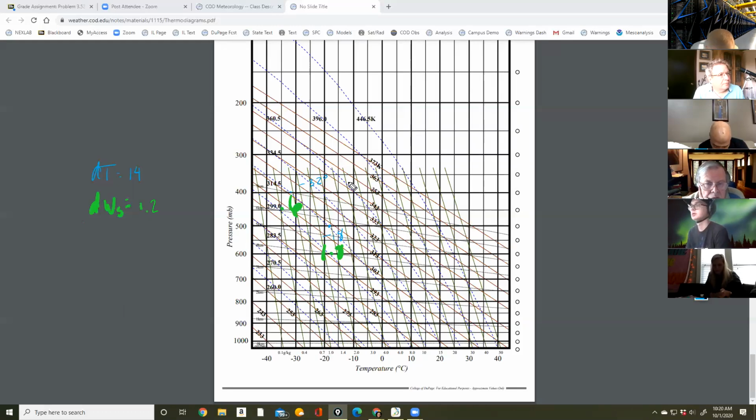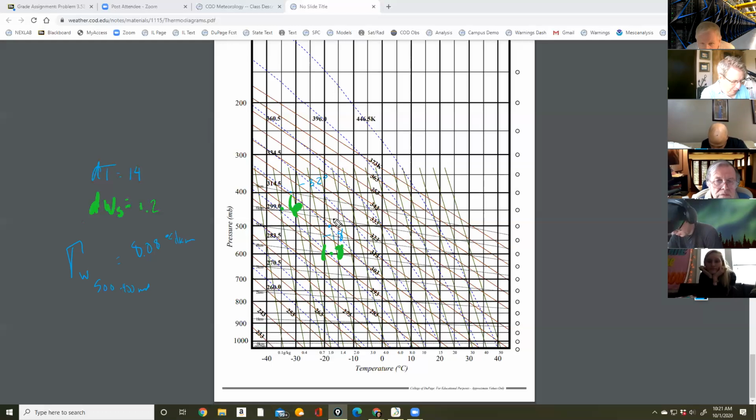I get 8.076 from 500 to 400 millibars. And you said 8.076, or 8.08 degrees per kilometer. So that's sizably different, right? Yeah. Now look at the temperatures. Is that what you should be using?